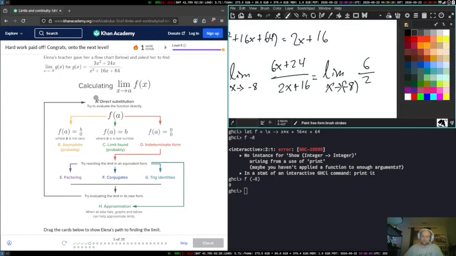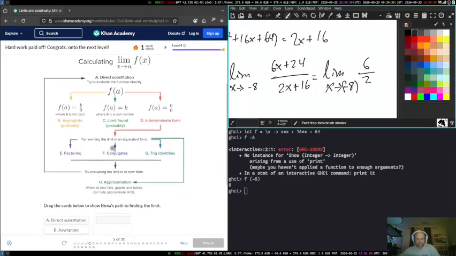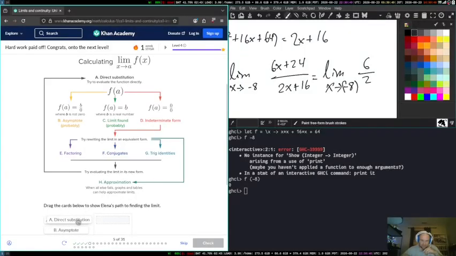So basically, that's the actual way that you do it. Okay, so drag the cards below. I'm going to mess this up. So A, we do direct substitution, and we get B divided by 0.